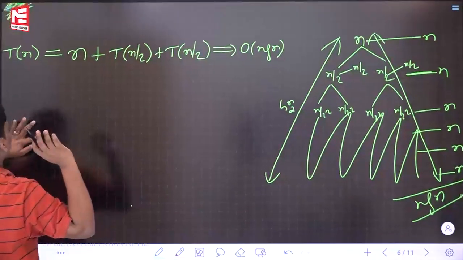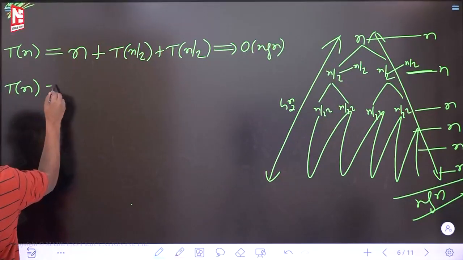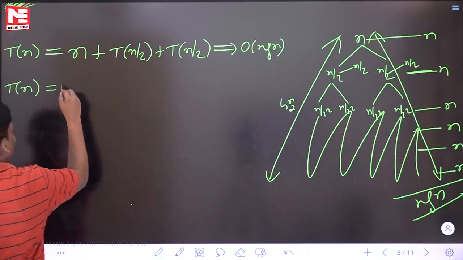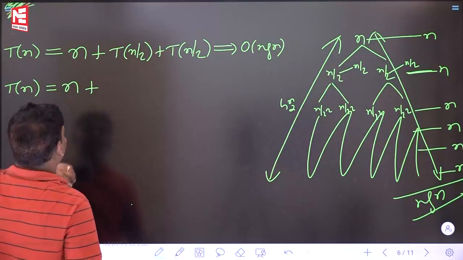Let's see one more interesting line. See this one. Time complexity of quicksort T(n) is equal to, see everyone, apply partition, n time over. Apply partition, n time over. Now see the answer.